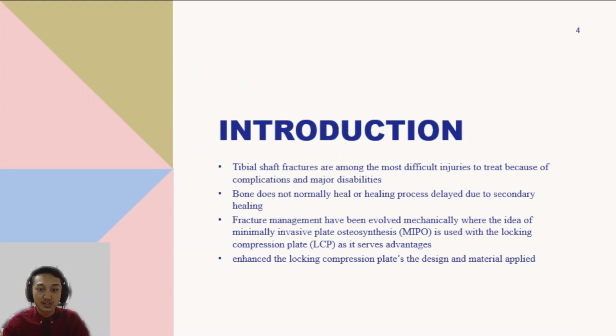So the introduction: tibial shaft fractures are the most difficult injuries to treat due to the complications and major disabilities. People suffer bone fractures due to traumatic injuries, such as falling from height and car accidents. In some cases, bone fracture does not heal normally. It is due to secondary healing. The healing was stunted by the intramembranous and the endochondral.